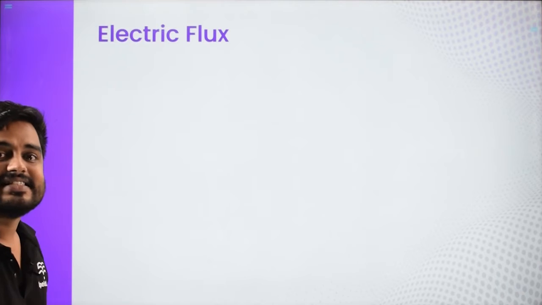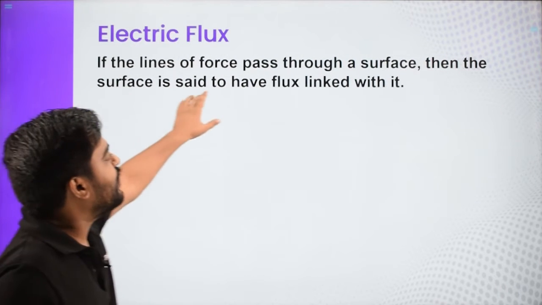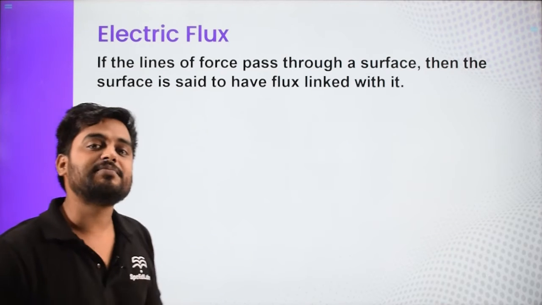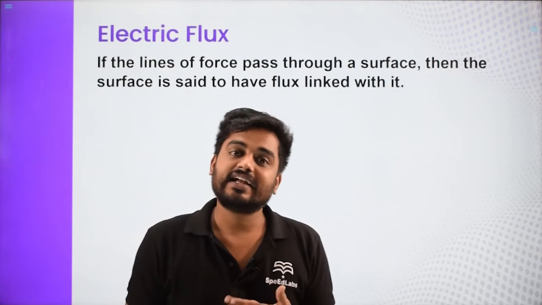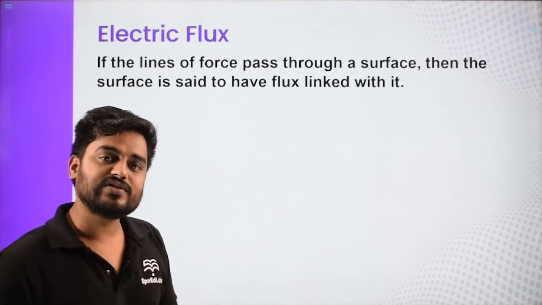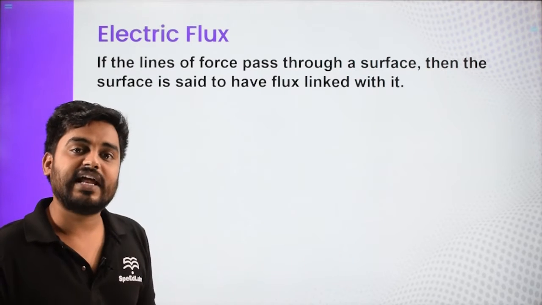Now let us discuss electric flux. So first is, if the lines of force pass through a surface, then the surface is said to have some electric flux associated with it. So if an electric field is represented by electric field lines, and if electric field lines are crossing a particular surface, then we say that surface is having some electric flux.